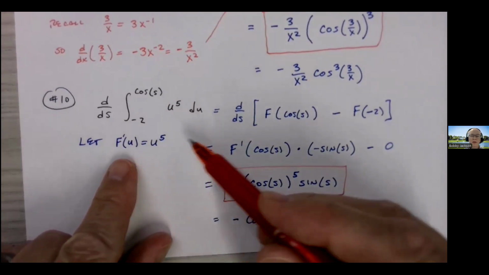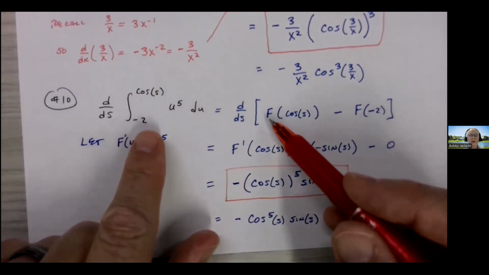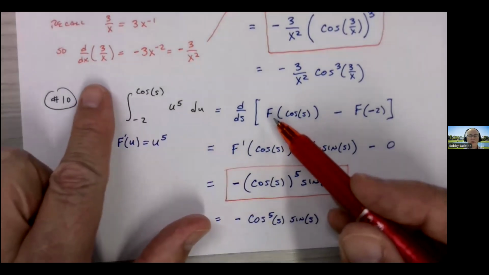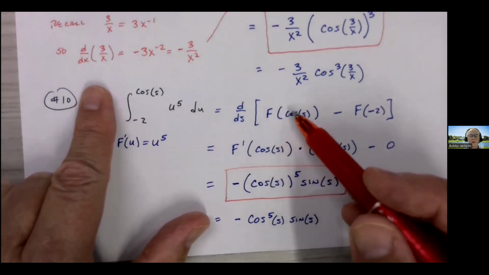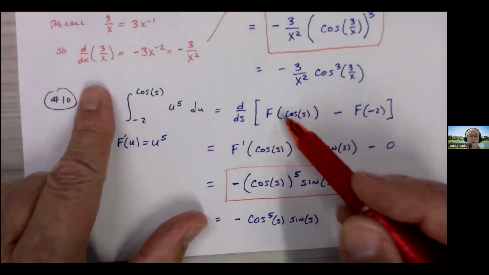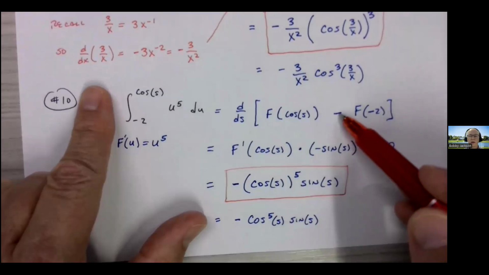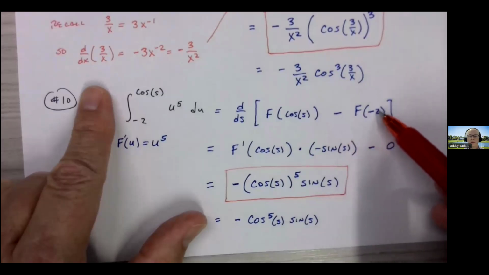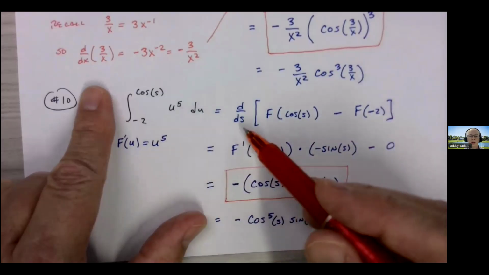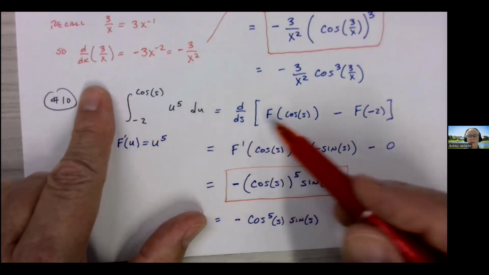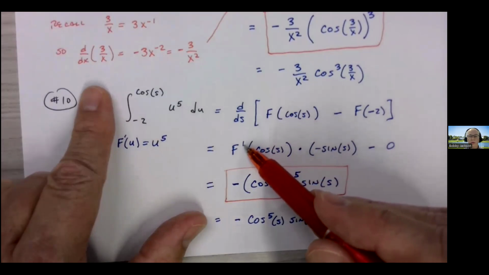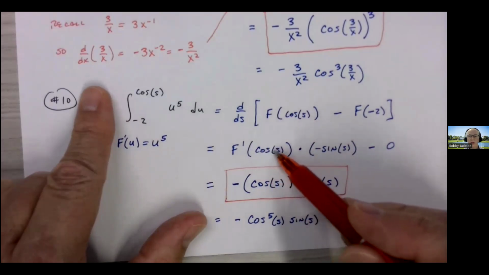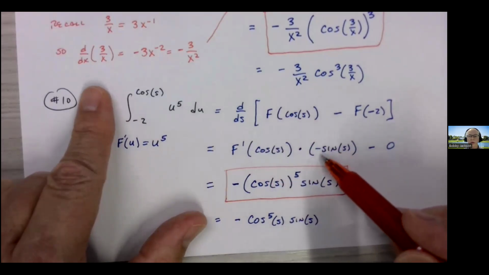Because again, I'm going to simply evaluate this definite integral before I take the derivative. I'm going to evaluate the antiderivative at the upper limit. So capital F at the upper limit of cosine of s, minus the antiderivative evaluated at the lower limit. Then I take the derivative with respect to s. So again, here's a chain rule. Outer function capital F, take the derivative of that, evaluate the inner function, times the derivative of the inner function.